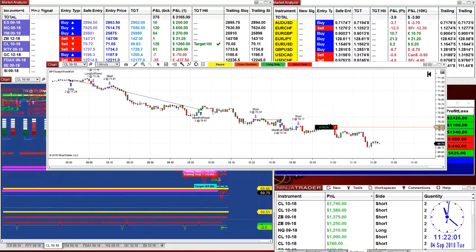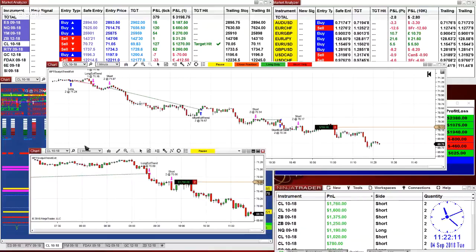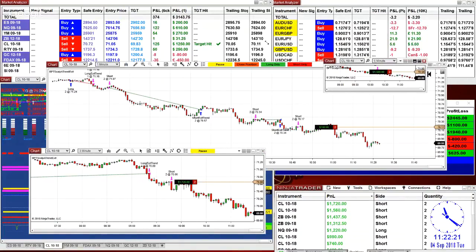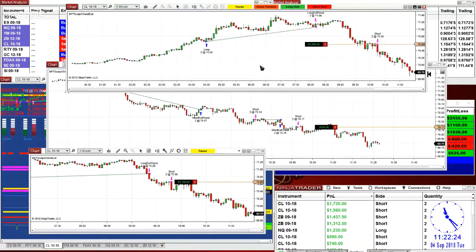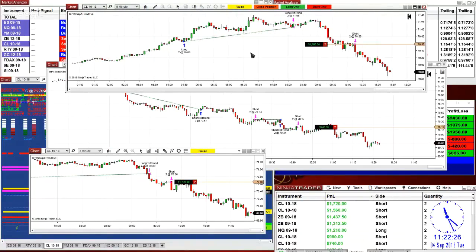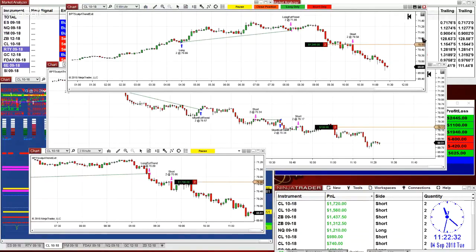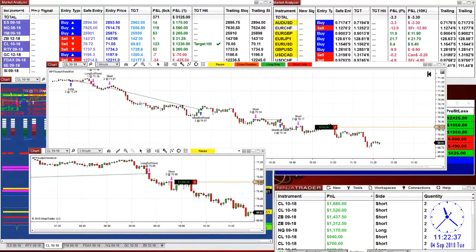Let me see the 3 minutes. The 3 minutes had an early entry, 1760, and this is the second trade on the CL, and this one 1560 on that trade. The entry was 7058.